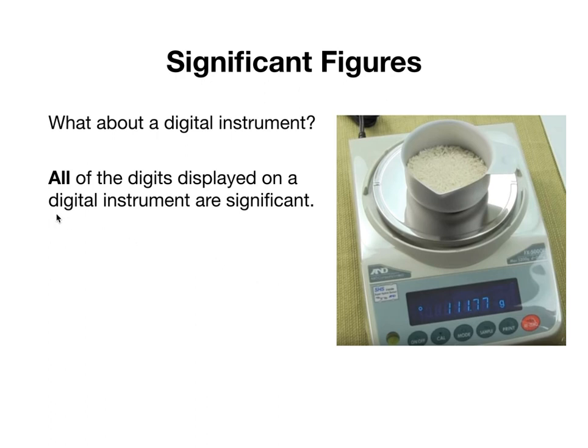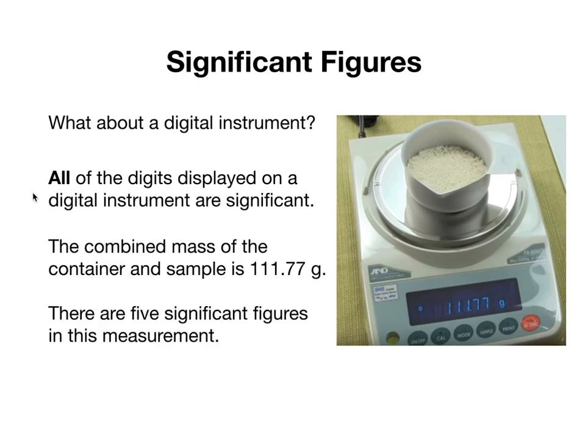Well, this is the guideline for digital instruments. All of the digits displayed on a digital instrument are significant. All of the digits are significant. So in this example right here, we've got a combined mass of the container and sample of 111.77 grams. There are 5 significant figures in this. So all of these are significant.